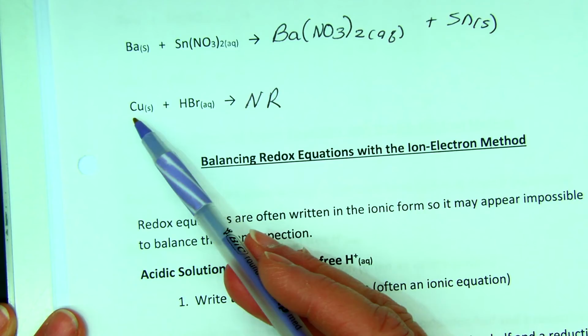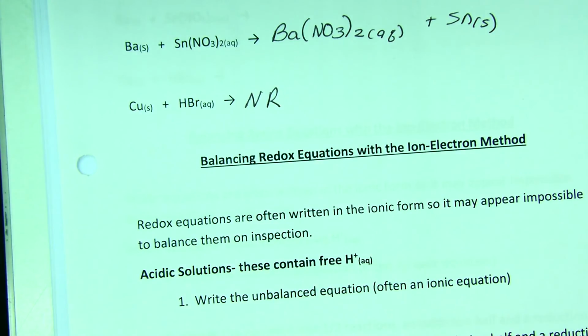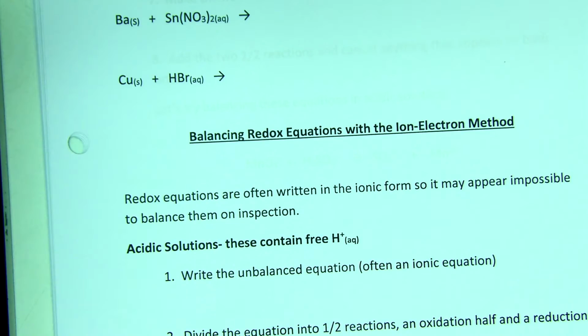And the last one, copper and HBr, hydrobromic acid. We get no reaction because copper is not more active than hydrogen. Copper cannot replace hydrogen. So I think those are pretty straightforward. Look at the chart, and the important thing is just to remember to write the proper formulas and then balance the equation. Now, do you have any questions so far?